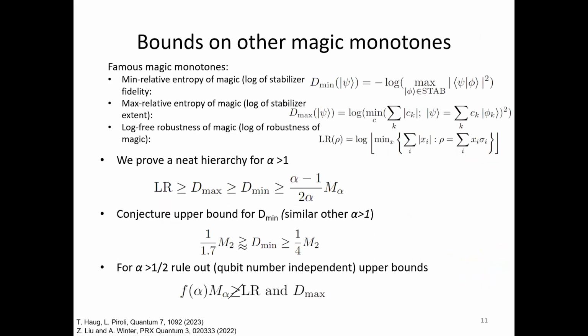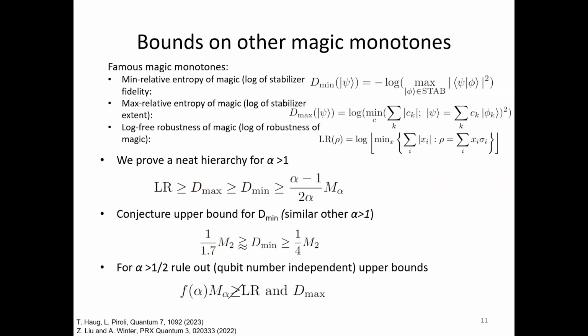Another application is we found there's an important relationship of stabilizer entropy with other magic monotones. These monotones you already heard before in the previous talks. Just to mention, there's the min relative entropy, you can think of it as the log of the stabilizer fidelity, the max relative entropy, the log of stabilizer extent, and the log free robustness of magic. And we show that the stabilizer entropy is a lower bound on all these measures.